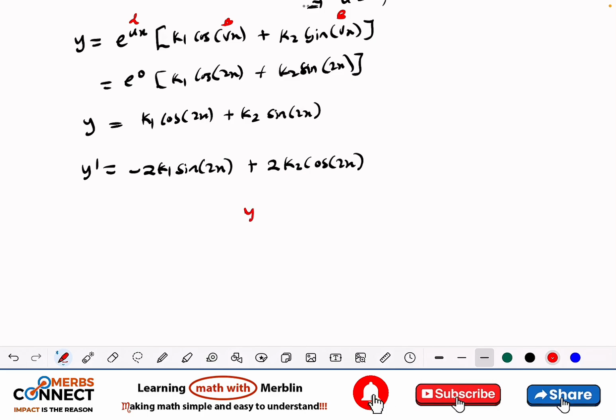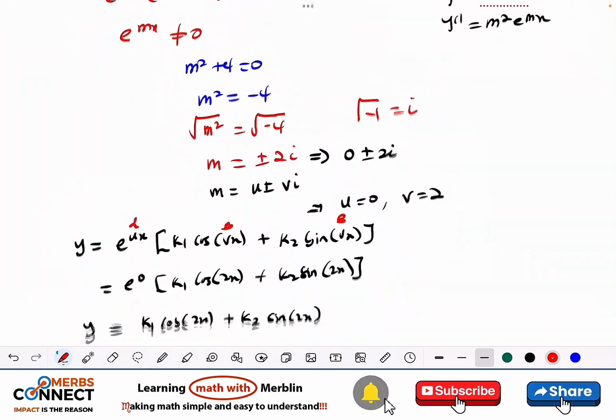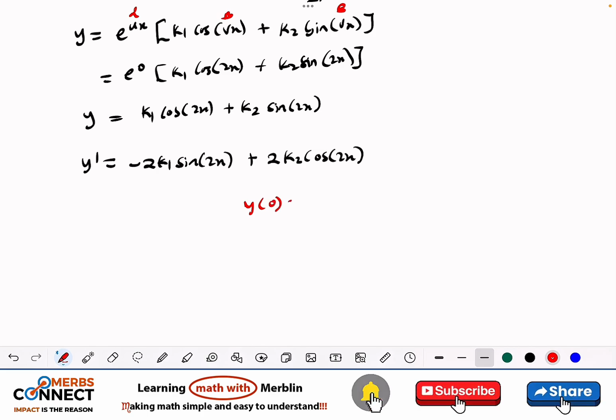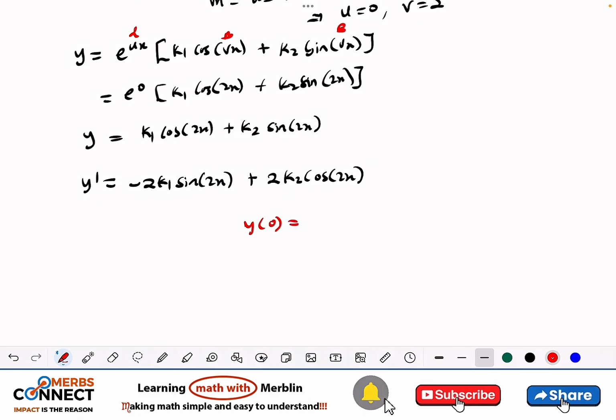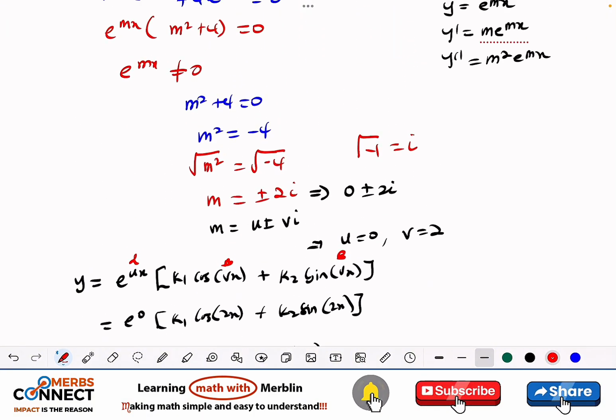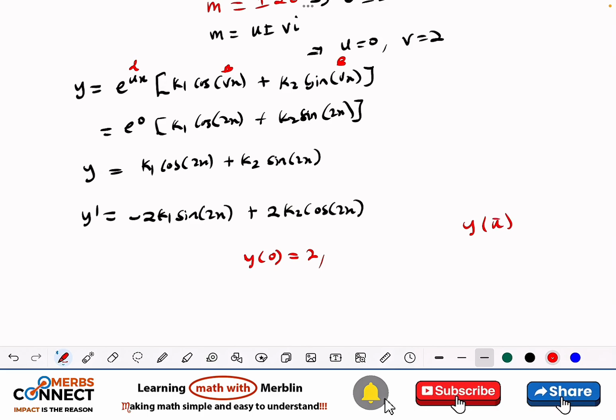So this one will help me to use the initial condition. Let's use the first initial condition: y of 0 is 2. I don't know why all my questions have x as 0. We have questions where x is not 0, so you need to pay attention to those too. You can maybe have an initial condition that says y of pi over 2 is something like this, and it's also going to work.